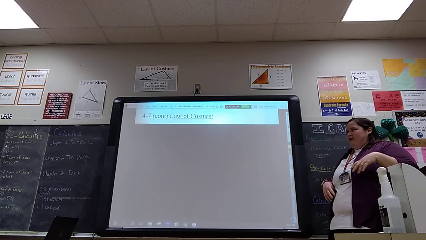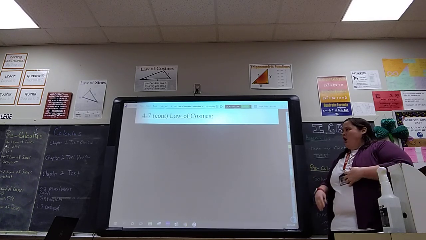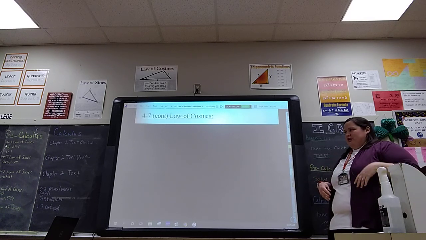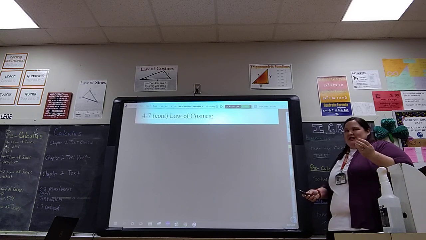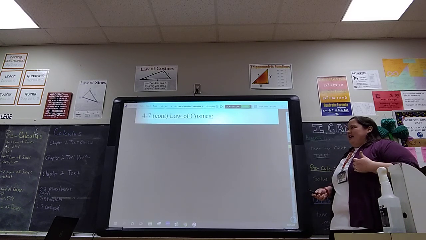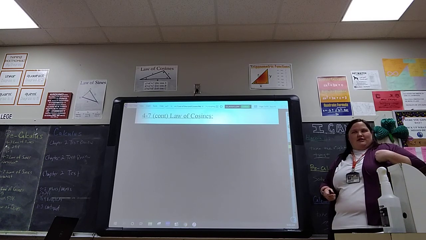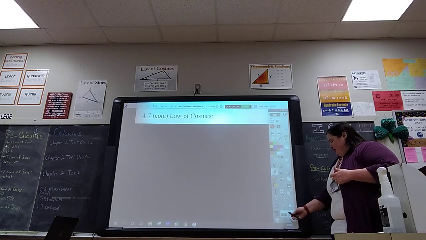Then it's your choice whether you want to stick with law of cosines to find the remaining pieces, or you can switch and use law of sines once you have that matching pair. Usually I switch, just because law of cosines formulas are longer. Not necessarily more difficult in my opinion, but longer, and law of sines is shorter, so that's why I usually end up switching. But we're going to look at the formulas here first.